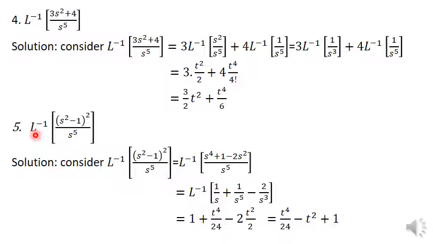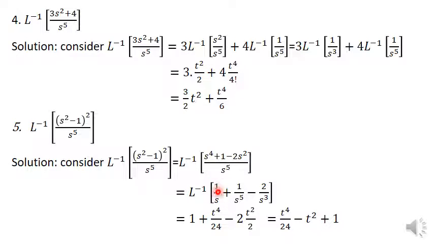Now example 5, find the L inverse of this function, that is, consider the same function s square minus 1 whole square divided by s power 5. Of course this is also not in the standard form. What we will do here is expand s square minus 1 whole square, that is L inverse of, on expanding this we get s power 4 plus 1 minus 2s square divided by s power 5. Now again we split the denominator for these 3 terms.